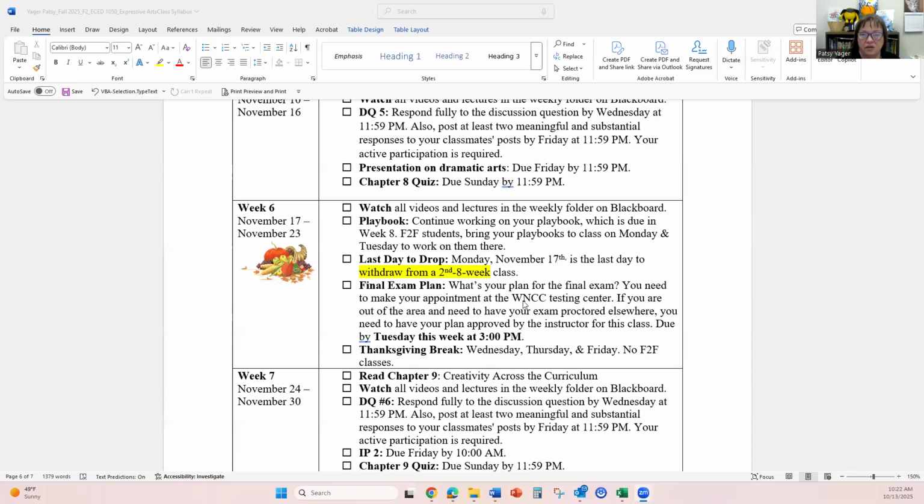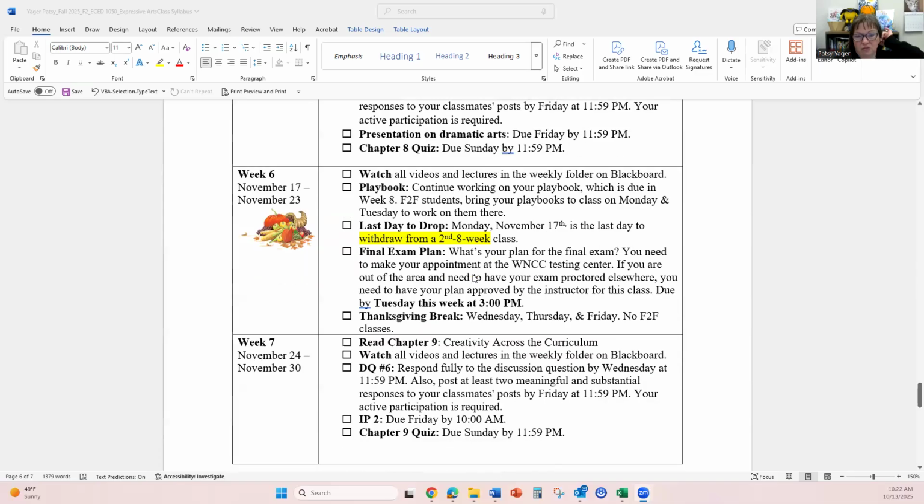But if this is something you need, you can talk to me and ask your questions, but you need to have that set. You need to have it in place and approved by me by week 6. You need to have your time, your date, who your proctor is, the whole thing planned and approved by week 6. Please, if you have questions about that, let me know. I'm happy to talk with you, but your final exam does have to be proctored. I prefer that you do it at the WNCC testing center unless you are physically out of the area.